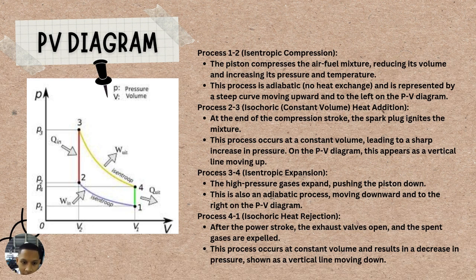And lastly, process 4 to 1 is isochoric heat rejection. This is after the power stroke, that is 3 to 4. The exhaust valve opens and the spent gas is expelled. This process occurs at constant volume and results in a decrease in pressure. You can see in the PV diagram, the pressure decreases, but the volume remains the same.